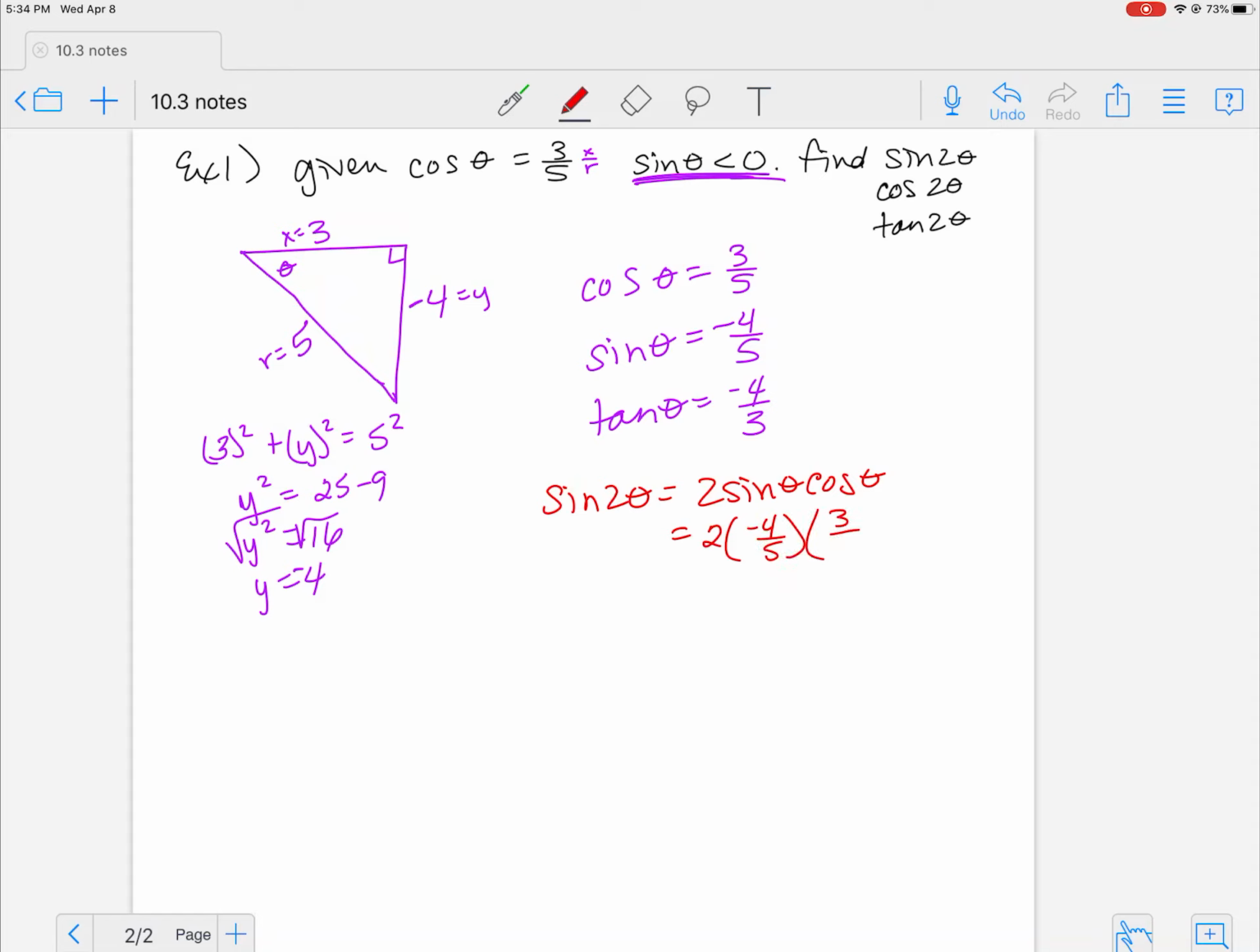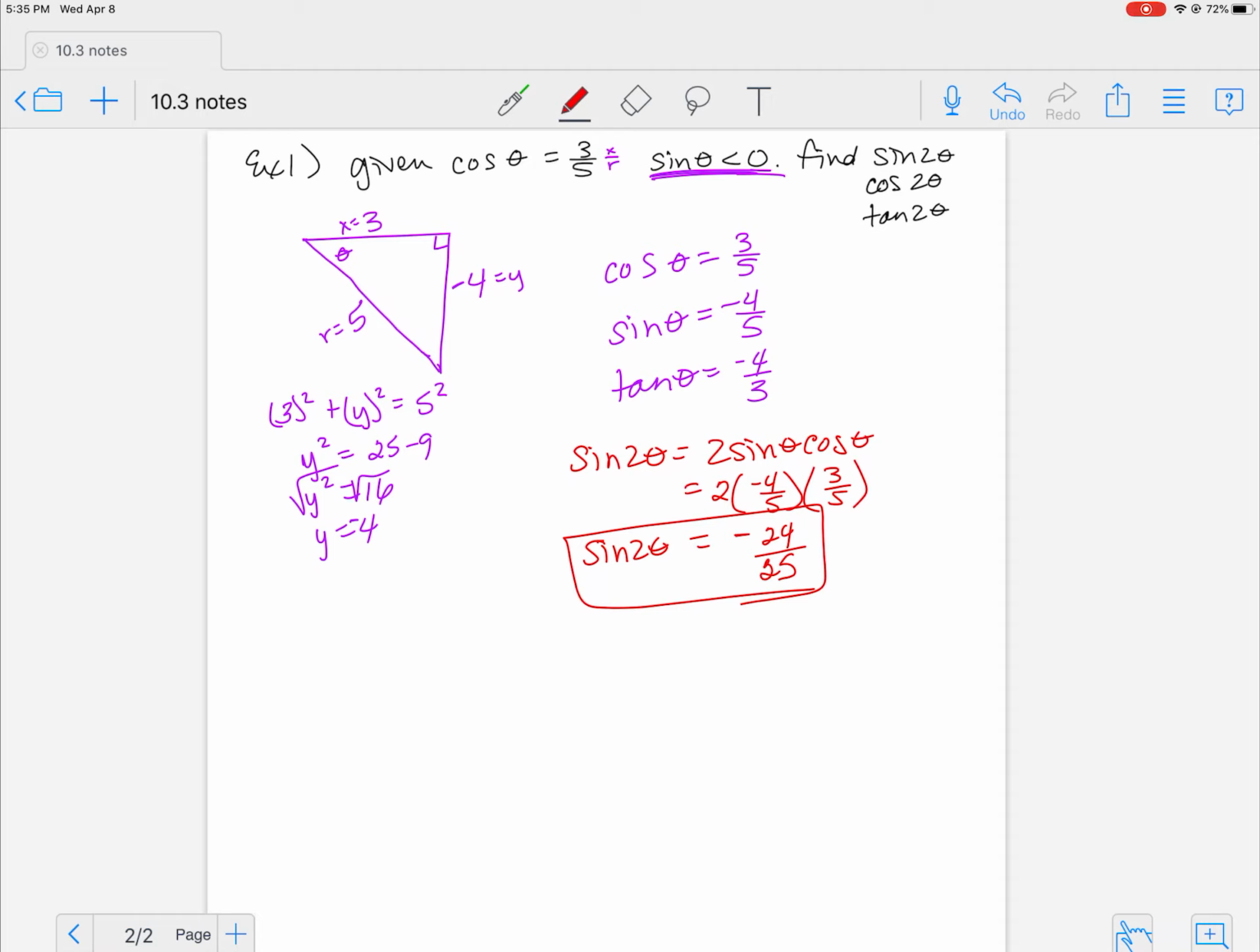So if I want to find sine 2 theta, you literally plug into that formula. Sine 2 theta is equal to 2 sine theta cosine theta. And that's one you need to know. So 2 times my sine, which is -4/5, times cosine, which is 3/5. You're literally just plugging it in. All right? You do that multiplication, and I've got negative 8 times 3 is 24 25ths. There's your sine 2 theta.